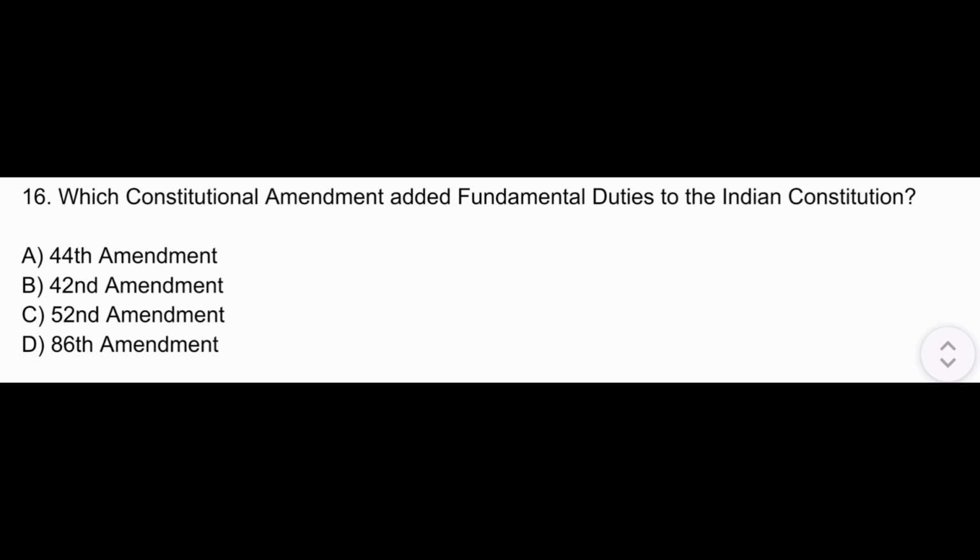Next question: which constitutional amendment added fundamental duties to the Indian Constitution? Option A, 44th Amendment, option B, 42nd Amendment, option C, 52nd Amendment, option D, 86th Amendment.